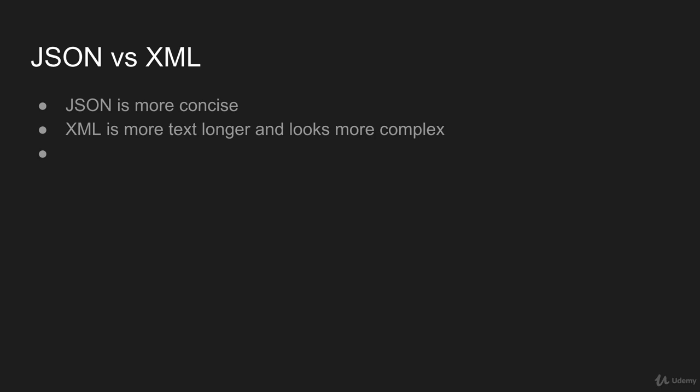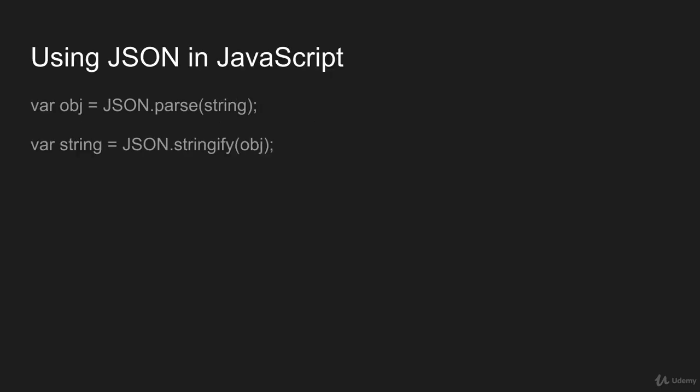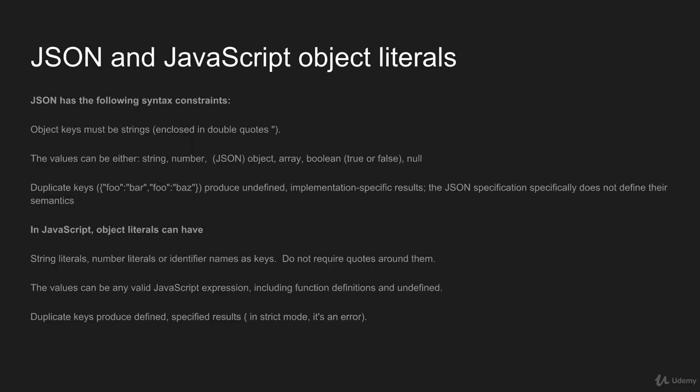JSON is more concise than XML. XML is much longer and looks way more complex. So this is again why JSON is being used. We are also going to look at how we can parse strings into JSON and then parse objects back into strings, all via JavaScript. JavaScript is at the very core of front-end web development, and JavaScript works extremely well with JSON, as you would expect, because it's based on the JavaScript object.